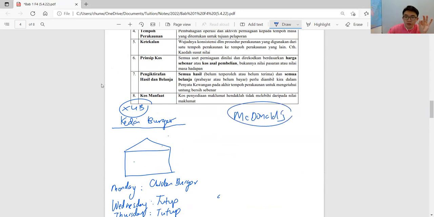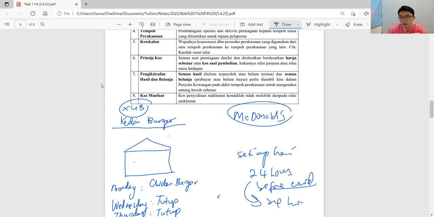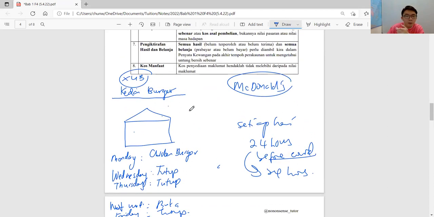Does anyone here notice that McDonald's dia buka setiap hari, every day? Okay, and some more, most of the McDonald's mereka buka 24 hours before COVID. Now I think they sudah buka balik. Okay, so now they come back to 24 hours again. So whenever you want to eat Mac burger, you go to McDonald's because you will know that McDonald's mestilah buka punya. So now choose between which one would you go if you want to buy burger?